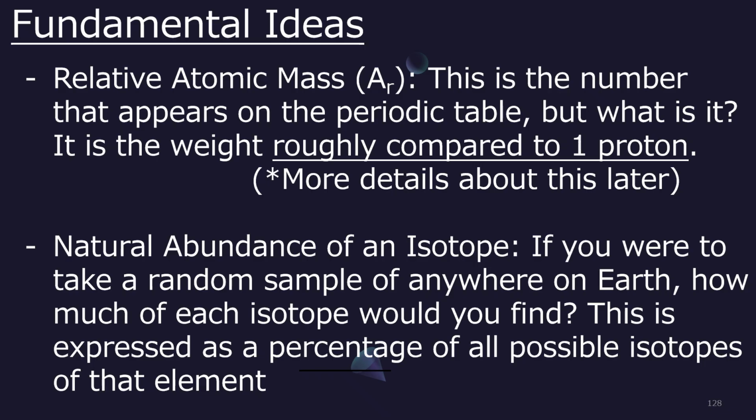Then the natural abundance of an isotope. If you were to take a random sample of anywhere on Earth, or indeed most regions of the universe, I think, how much of each isotope would you find? This is expressed as a percentage of all possible isotopes of that element. So it must be true that all stable isotopes percentages added together must equal 100%.